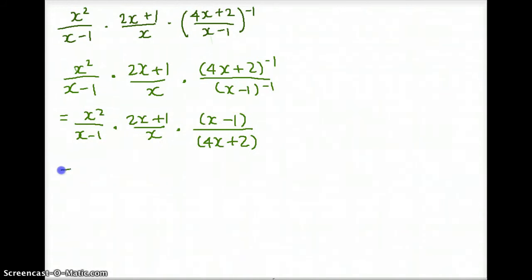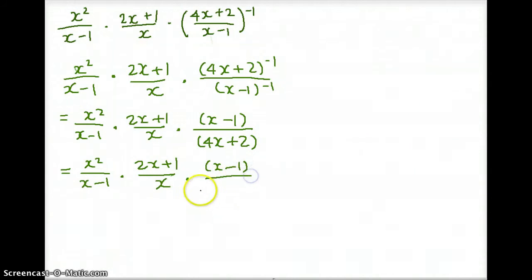Then afterwards, I'm going to simplify this 4x plus 2. So we get x squared over x minus 1 times 2x plus 1 over x times x minus 1 over, and then I'm going to factor out a 2. So we get 2, and then we get 2x plus 1. Then I'm going to start simplifying this.